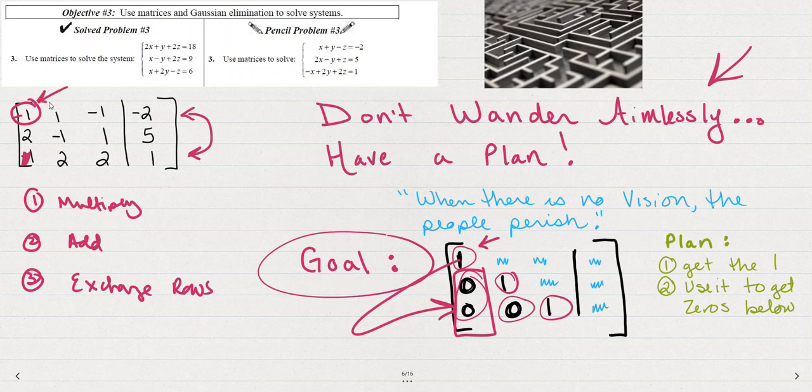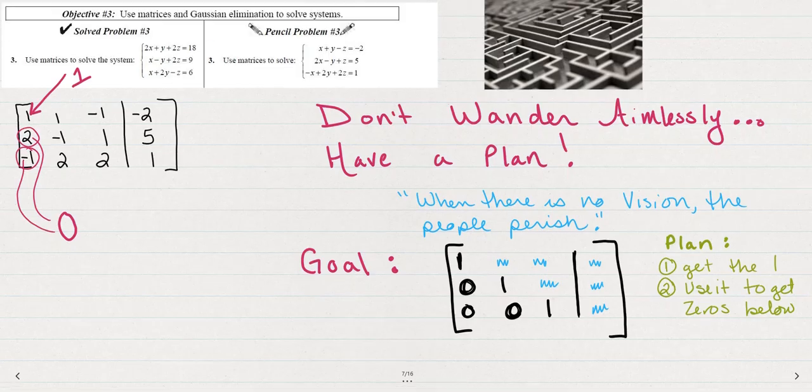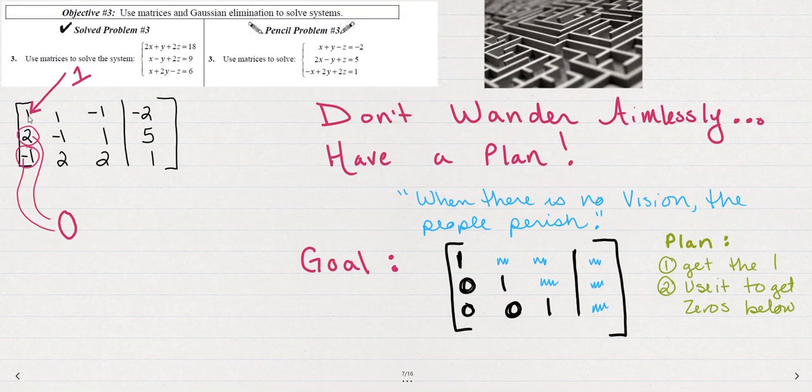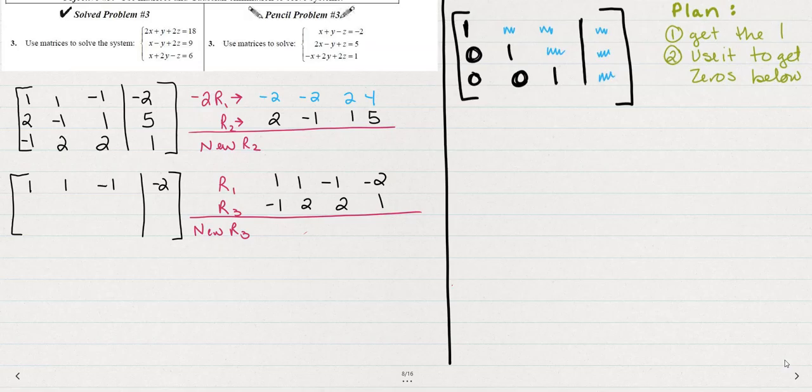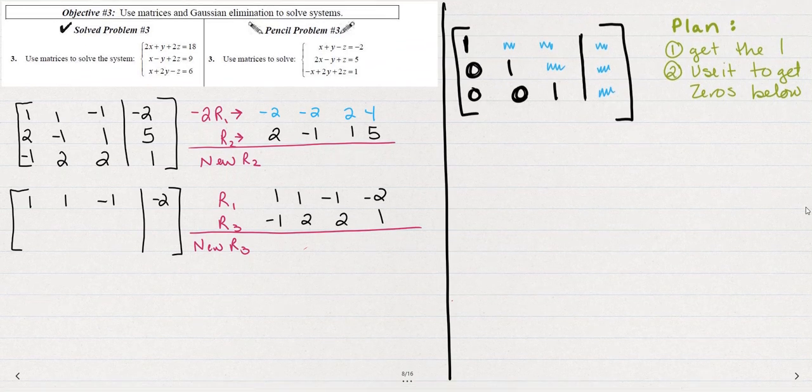But we want to start by getting a 1 here in this spot. And fortunately for this one, we don't have to worry about doing that because the 1 is already there. Once we already have that 1, we're going to bounce off of the 1 to get zeros below it. So the plan is get the 1 and then bounce off of the 1 to get zeros. Here's how we'll do that.